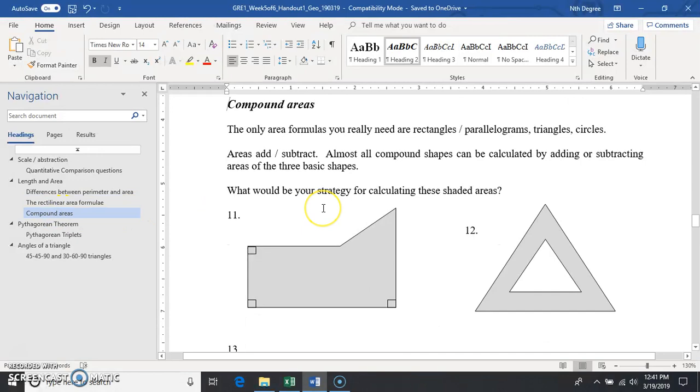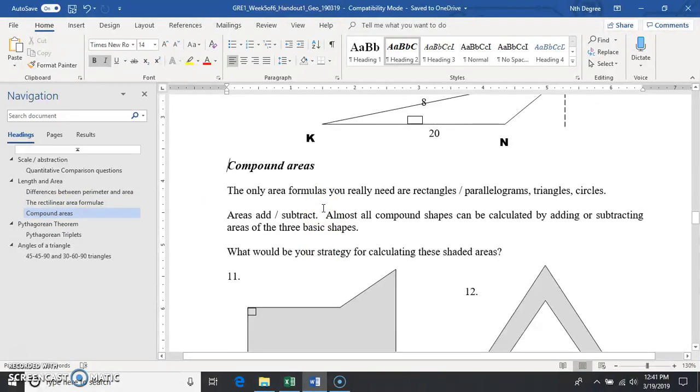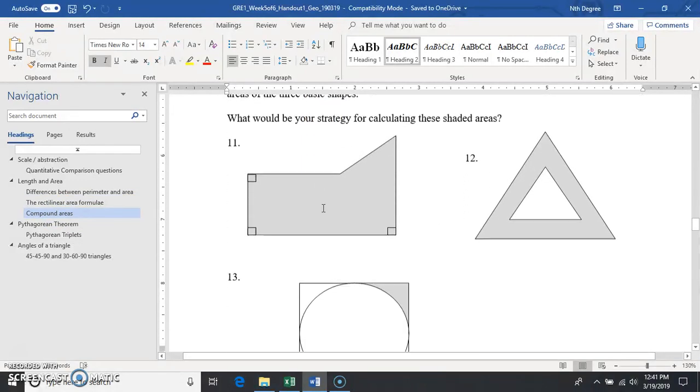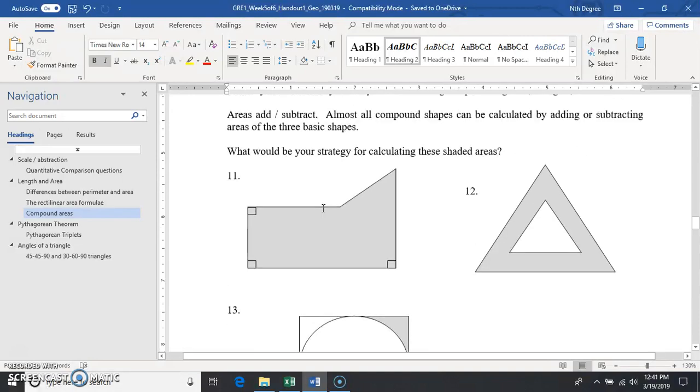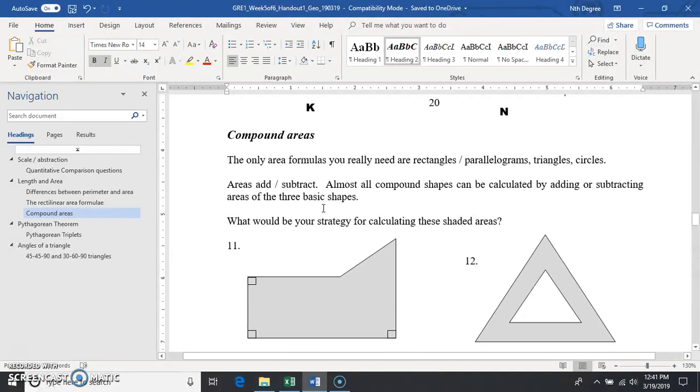All right, the final topic here is compound areas. And that would mean areas of weird shapes like this. There's a very simple secret for these. The good news is that there are very few area formulas you actually need to know. Really the only area formulas you need are the ones we've discussed: rectangles, parallelograms, triangles, and circles, which we covered on a different day. And then we just have to understand this principle.